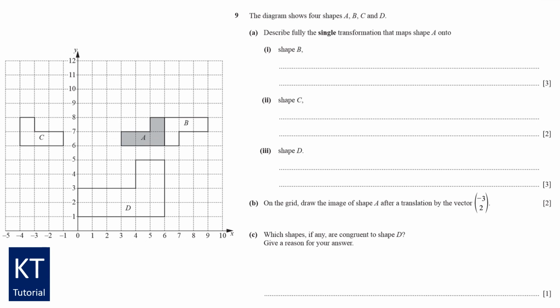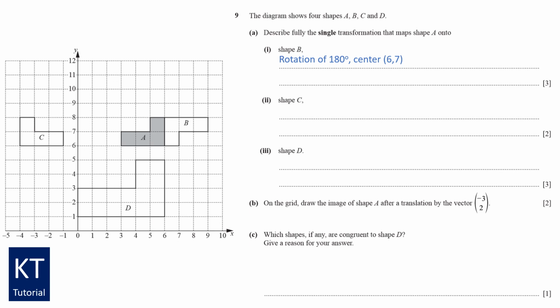Question 9. The diagram shows four shapes A, B, C, and D. Describe fully the single transformation that maps shape A onto shape B. This is a rotation of 180 degrees with center at 6 and 7.